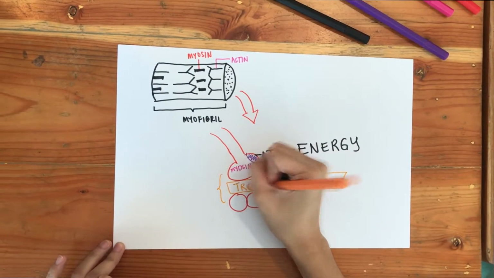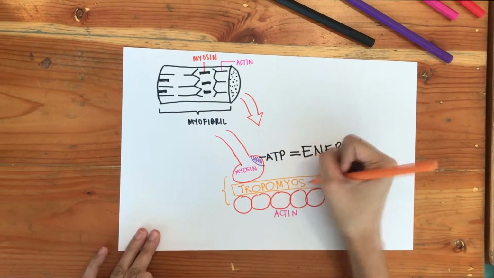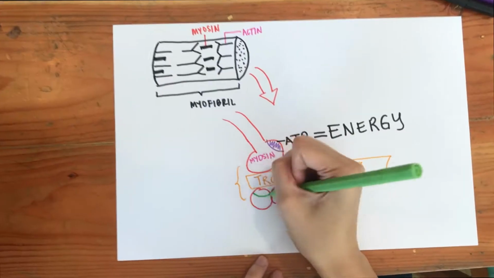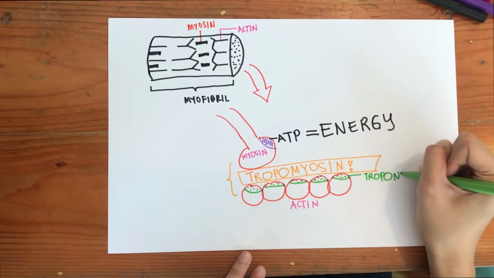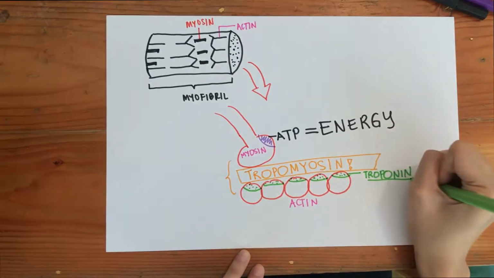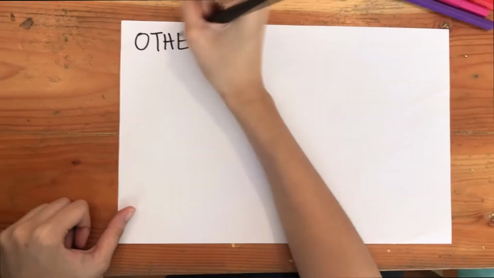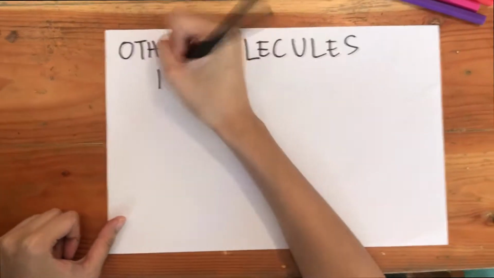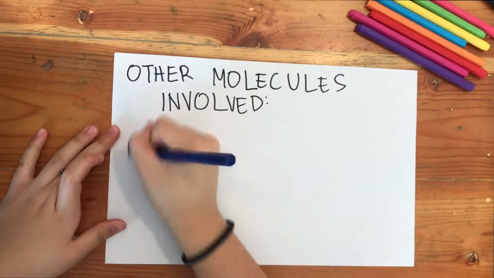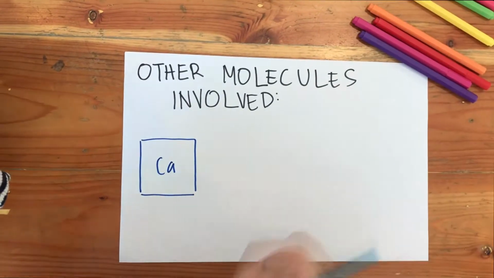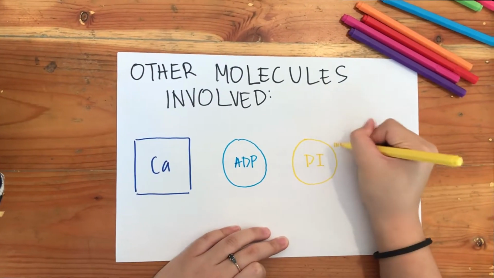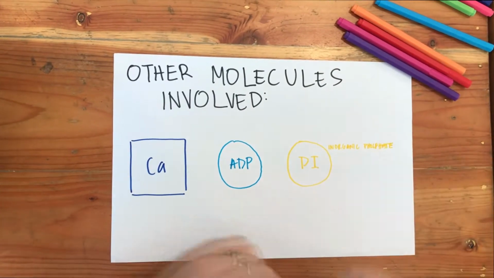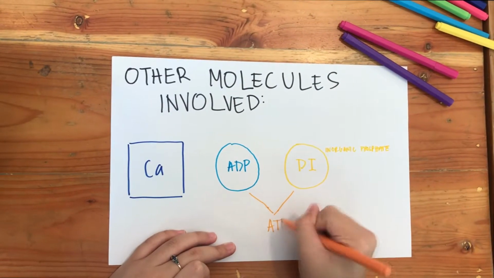Actin, as part of its structure, has a ribbon spiraling around it called tropomyosin, and it also has receptors on it called troponin. The other molecules that are involved in the mechanism are calcium ions, adenosine diphosphate or ADP, and inorganic phosphate or Pi. These combine to make ATP.